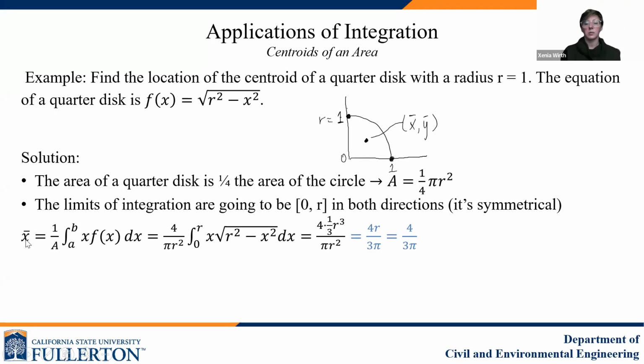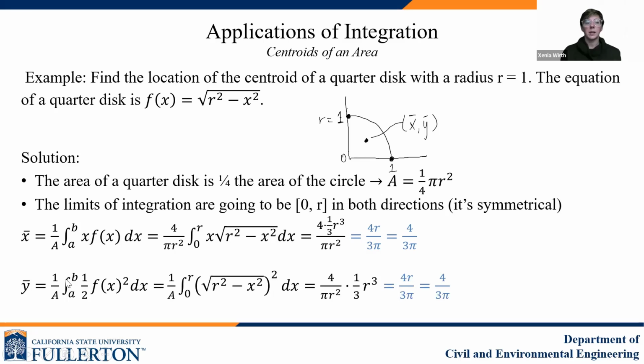So to find the x-coordinate of the centroid, we apply our formula here. The area is 1/4 times pi r squared. If we put 1 over the area, that becomes 4 over pi r squared. We invert that. The integral from 0 to r, our integration limits, of x times the square root of r squared minus x squared dx. We apply the limits of integration, we solve the integral, and we find that the actual coordinate of the centroid is generically 4 times r over 3 pi, but since r is equal to 1, it is 4 over 3 pi.